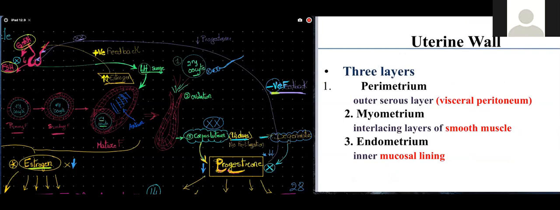Uterine wall, as we've mentioned many times, has three layers. Perimetrium, this is the outer serous layer. Then we have the smooth muscle layer, the myometrium, and the internal lining of the uterus, this is the endometrium, which is the mucosal lining.